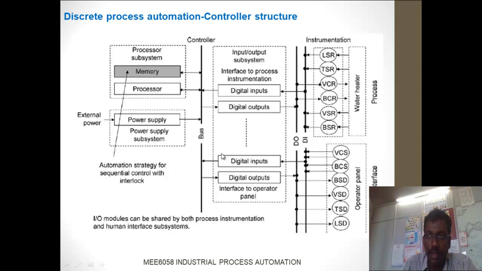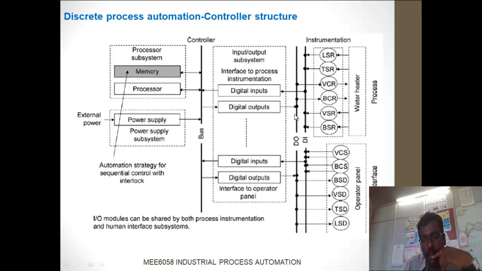Even if the process is within the limit or not, it transfers the data to the human interface system to indicate the status of each and every system. Okay. Apart from that, if anything goes wrong, it's observed by the processor. The processor triggers the digital IOs to transfer a command signal, a control signal, to control this process. Okay.